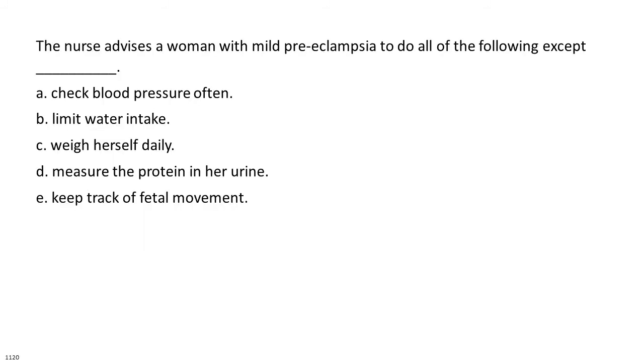The nurse advises a woman with mild preeclampsia to do all of the following except dash. A. Check blood pressure often. B. Limit water intake. C. Weigh herself daily. D. Measure the protein in her urine. E. Keep track of fetal movement.